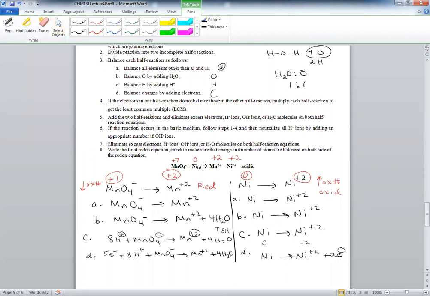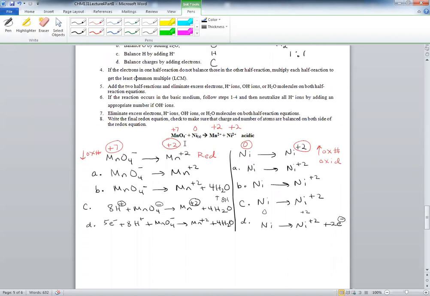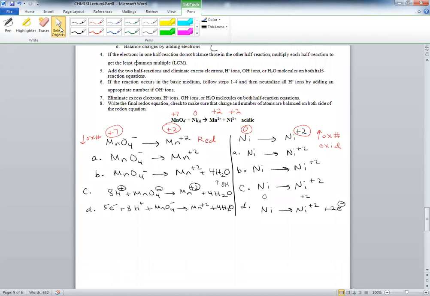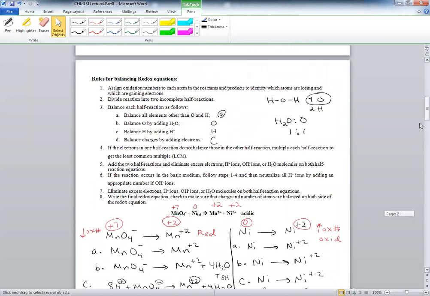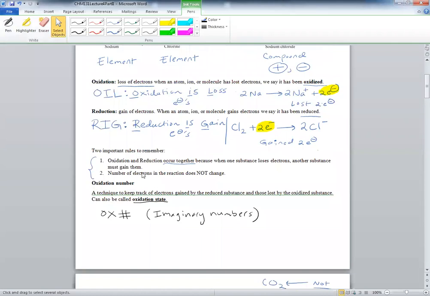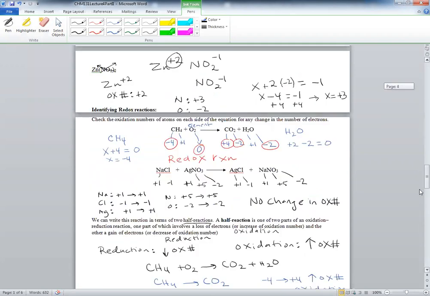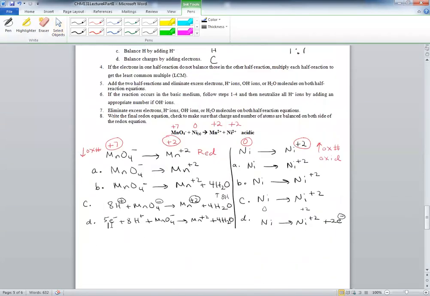If electrons in one half reaction do not balance those in the other half reaction, multiply each half reaction to get the least common multiple. Well, we need electrons to remember. Let's go back to the very first page. We said the number of electrons in the reaction does not change. So we have a problem now. We have 5 that were gained somehow, because that's the reduction, and 2 were lost. Where's the difference? What happened?